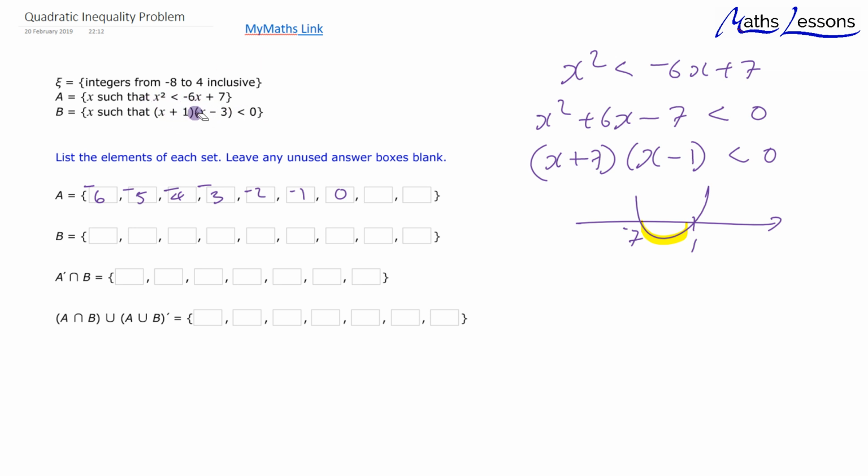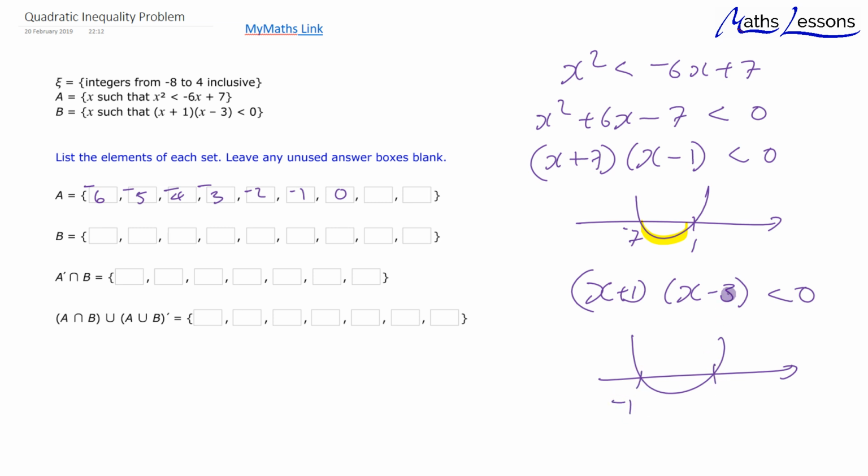Anyway, doing x squared, and the next one, (x plus 1)(x minus 3), is going to be a bit easier. And actually, it's a bit quicker doing the algebra than testing all the numbers. So we know that we're going to cross at -1 and we're going to cross at 3. We want that to be less than 0, so between those two values. So we want it to be between -1 and 3, again strictly less than.